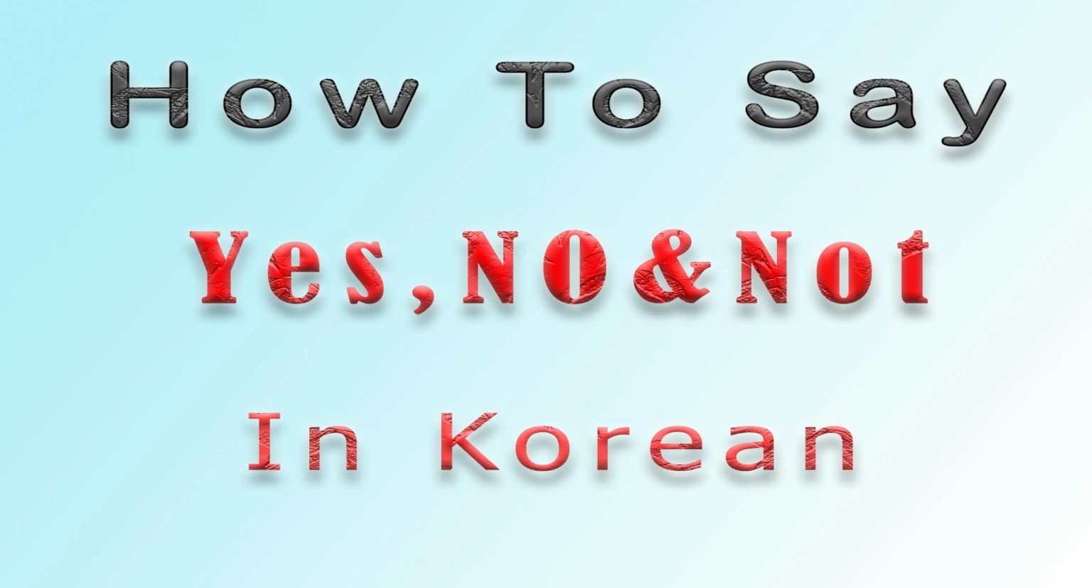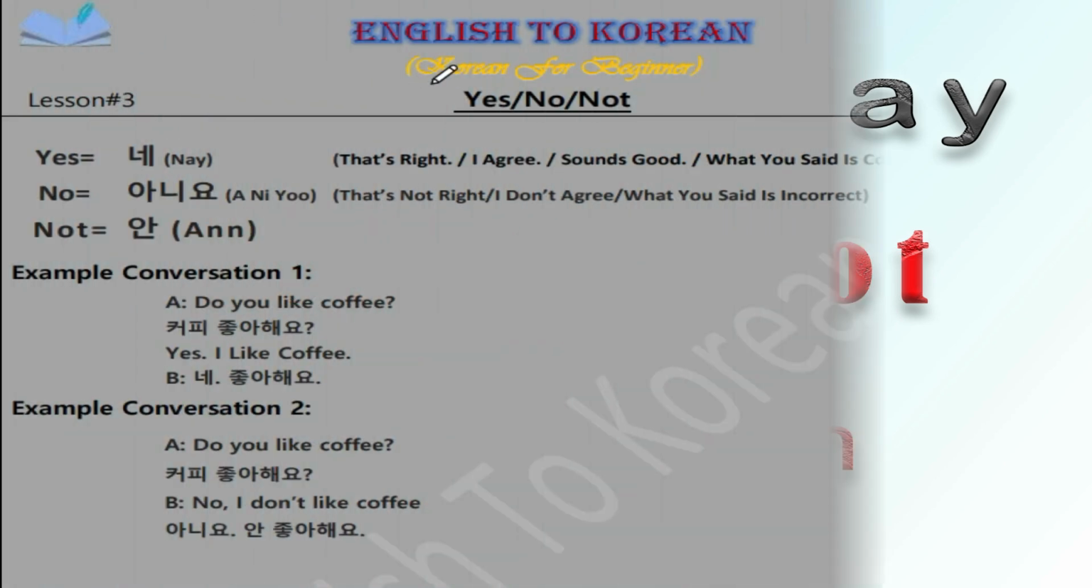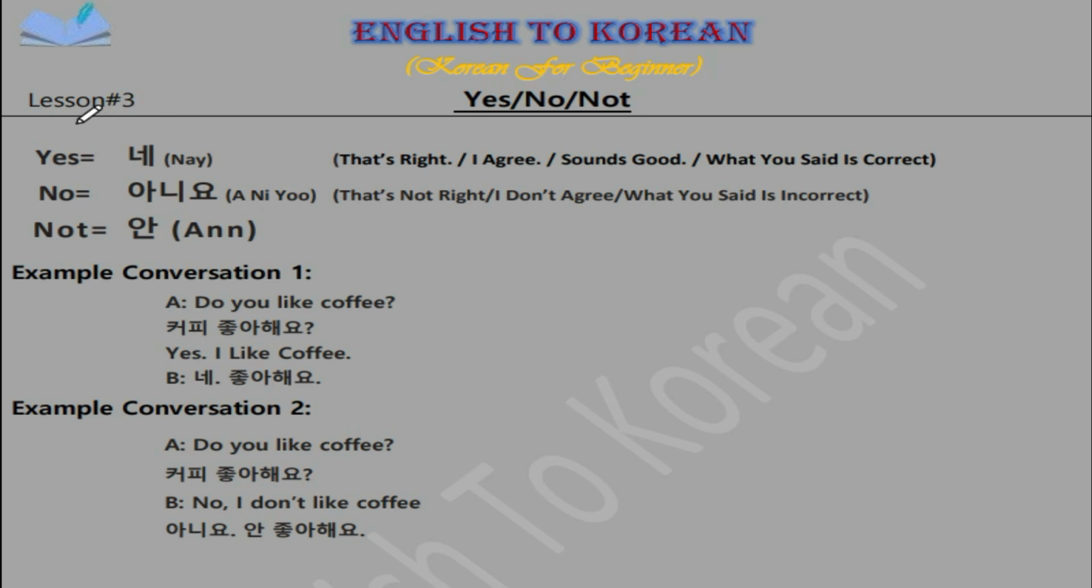In this video we will learn how to say yes, no and not in Korean. Korean for beginner. Lesson number 3. Yes, no, not. If you want to say yes in Korean you will say ne, ne, ne. You can also use ne for that is right, I agree, sounds good, and what you said is correct.